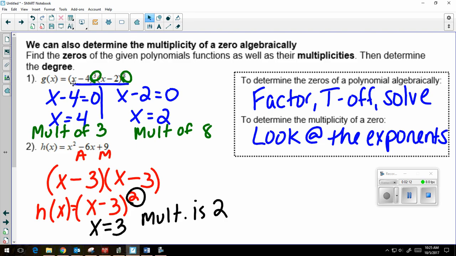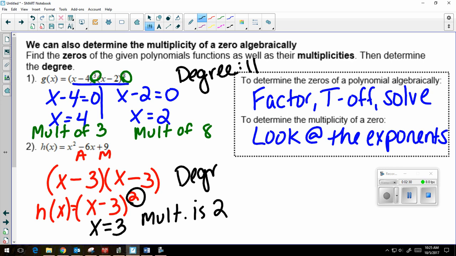Now, if we wanted to determine the degree, we're just adding our multiplicities. So if I go back and take a look at number 1, I had a multiplicity of 3 and a multiplicity of 8. So my degree is 3 plus 8, which is 11. In number 2, my degree, I have two options here. I can look at the multiplicity, which is 2, or I can look at the standard form equation that was given originally. The largest exponent is 2.